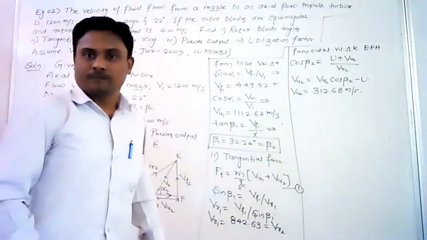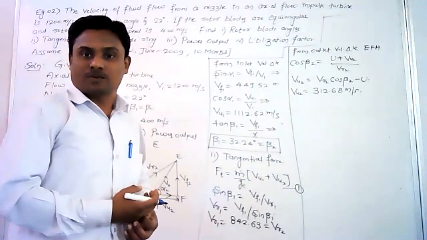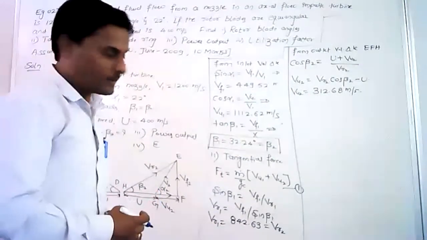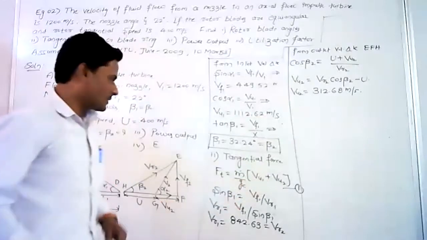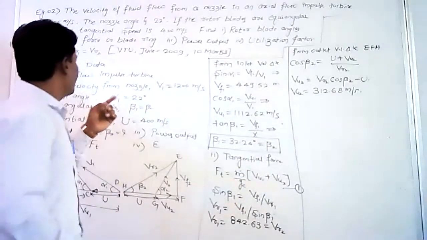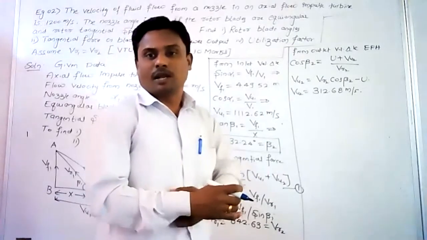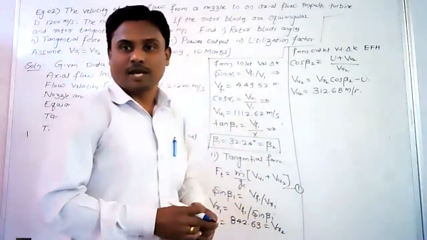Are you getting the same? Yes, sir. Okay, 312. Now substitute VU1 and VU2 in this equation. But do we know the value of m dot? We don't know the value of m dot. So just consider m dot as 1 kg per second. The mass flow rate is 1 kg per second.